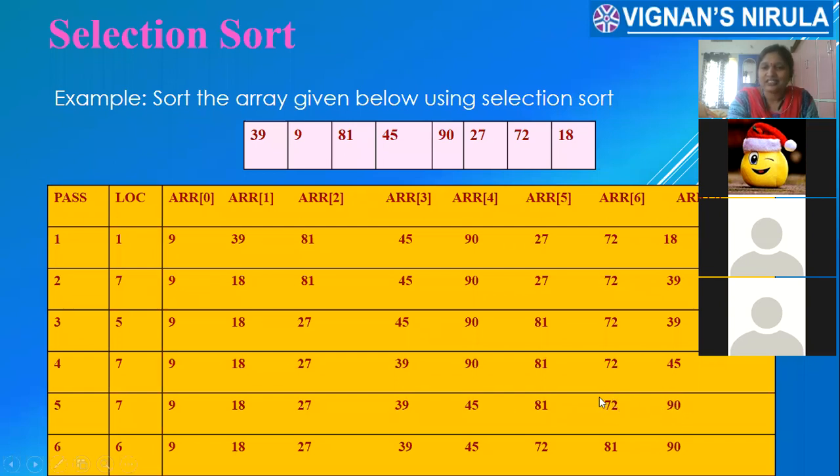Is 90 less than 72? No, ma'am. So that's why the smallest is 72 and the location is 6. You need to swap A of 5 with A of 6. Now the array becomes 8, 9, 27, 39, 45 and 72.